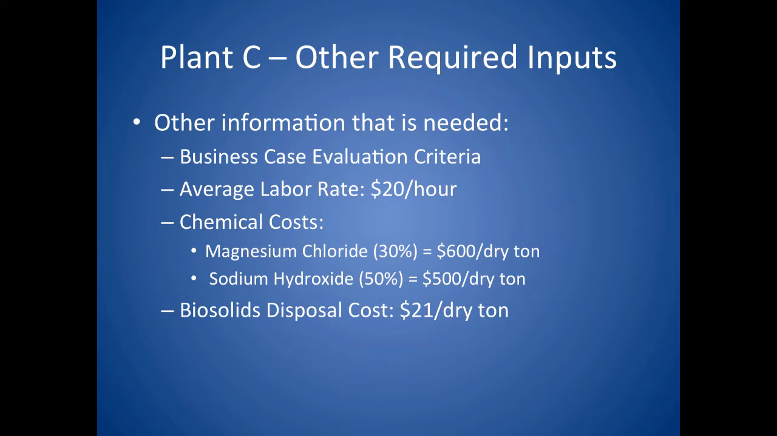Some additional information that was entered for this case study includes the importance of each of the business case evaluation criteria, the average labor rate for operations and maintenance personnel at the plant, which is $20 per hour, the local cost for magnesium chloride and sodium hydroxide, and the biosolids disposal cost, which is $21 per dry ton.